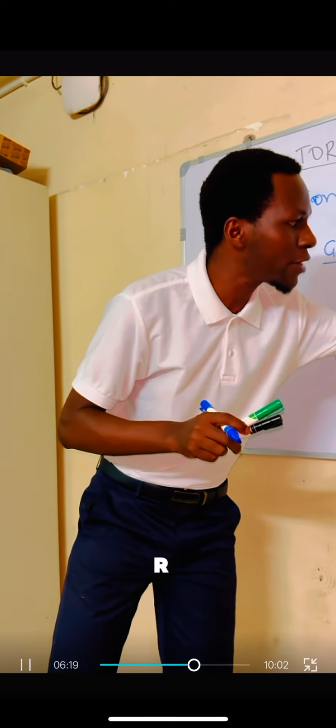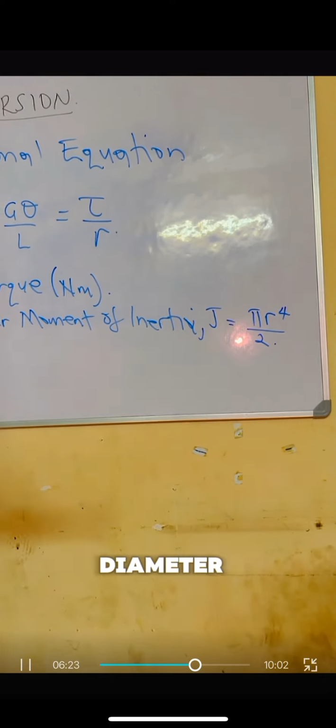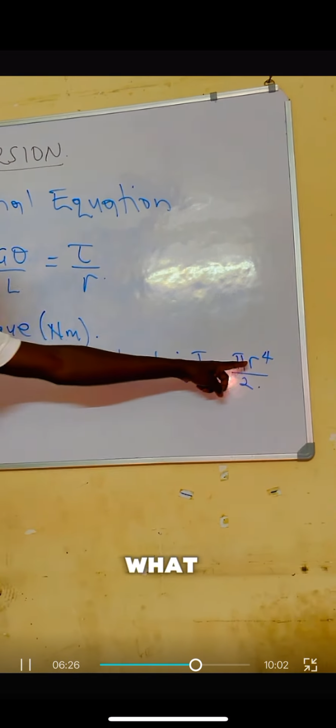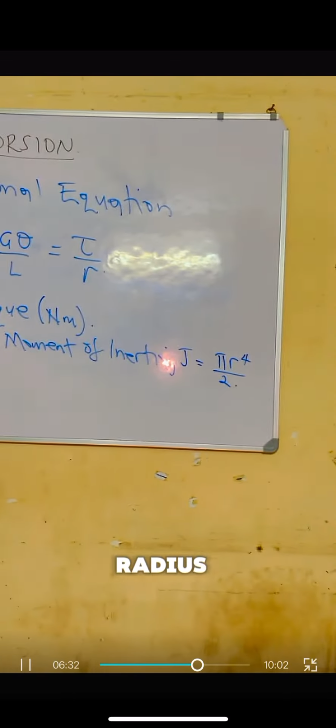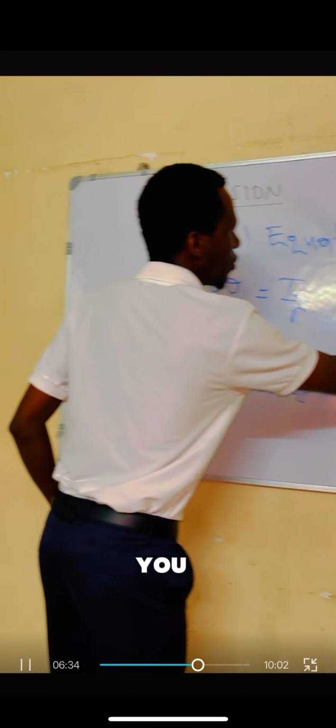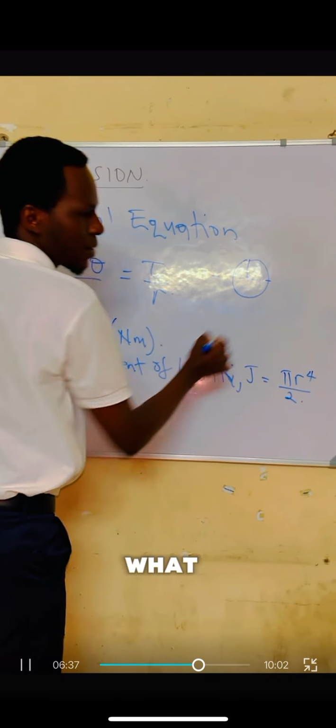It is J equals pi r to the power 4 out of 2. Remember, r is d by 2 because it is diameter divided by 2. So r is the radius from the axis of rotation. That particular radius, I remember, I've drawn for you the axis of rotation. Let's say this is the axis. So this was our r. So you need to know that.